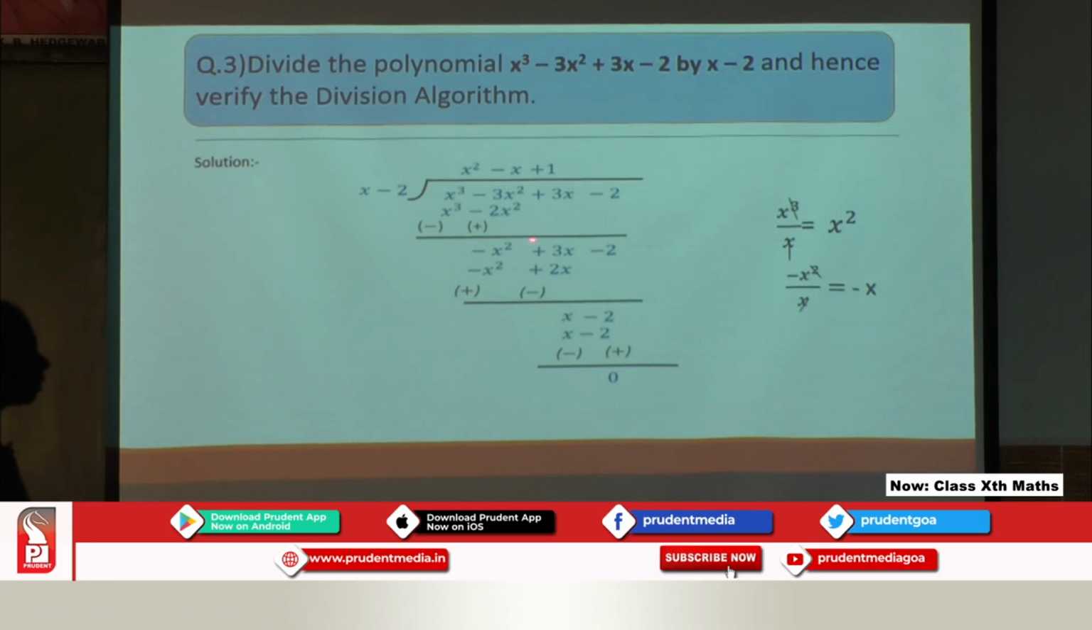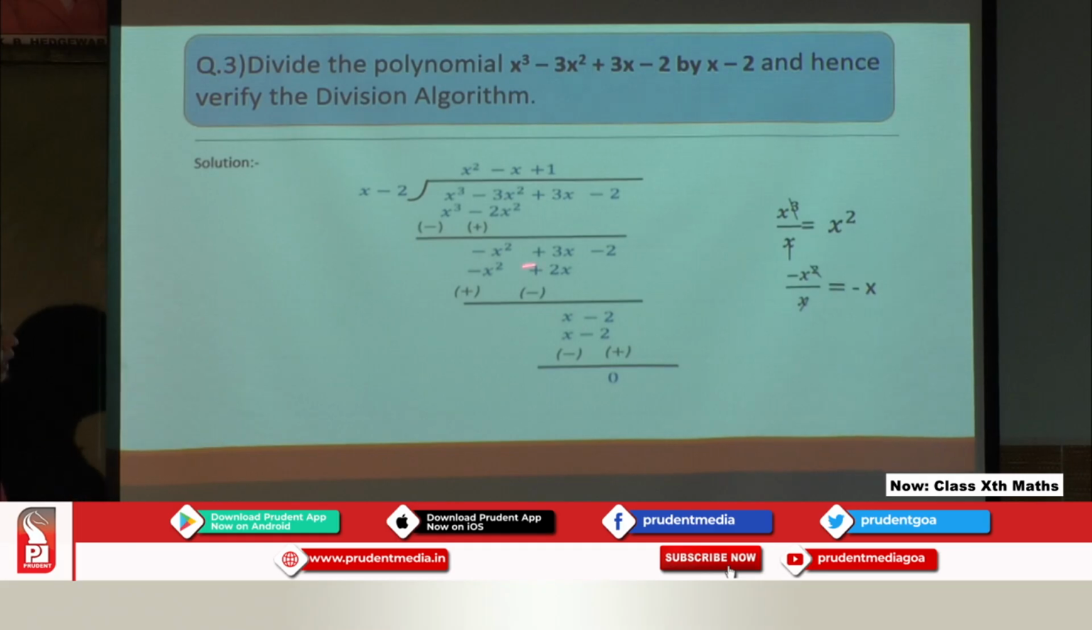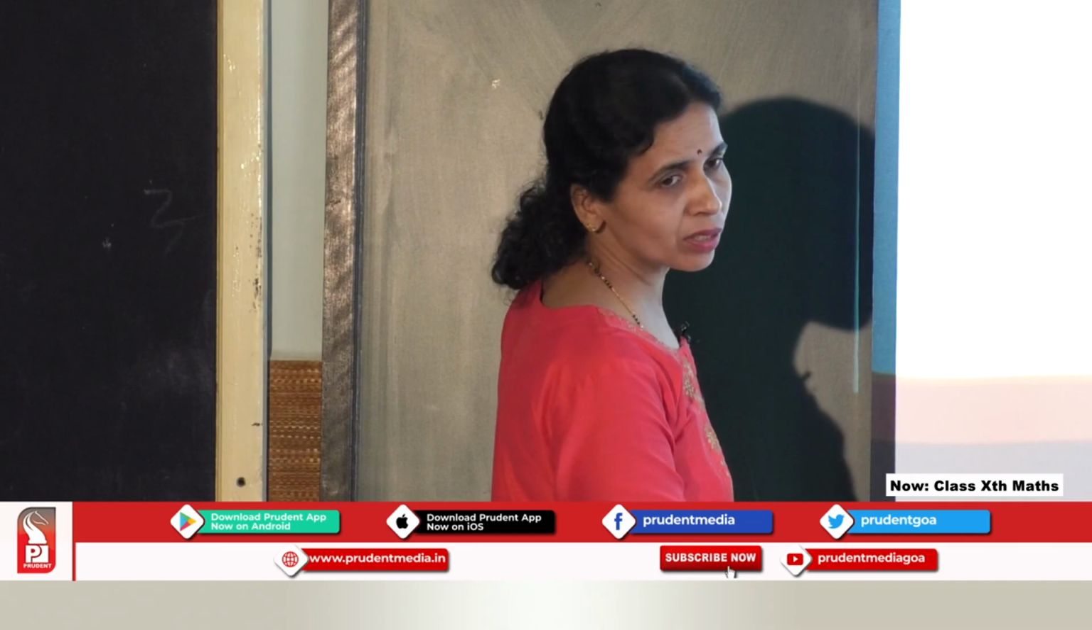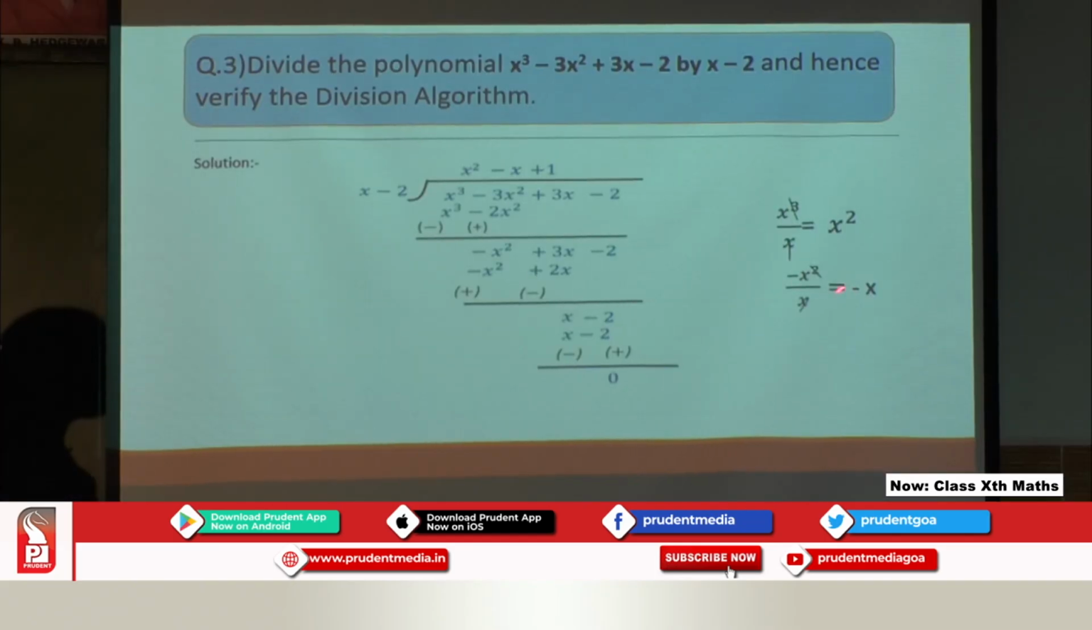Now again, the first term of the dividend is minus x square and the first term of the divisor is x. So again we divide the first term of the dividend, minus x square, by the first term of the divisor, x. Again x and x cancel, and we get minus x. This minus x is the second term of the quotient now. We should not consider the first term of the quotient now. The second term of the quotient is minus x.